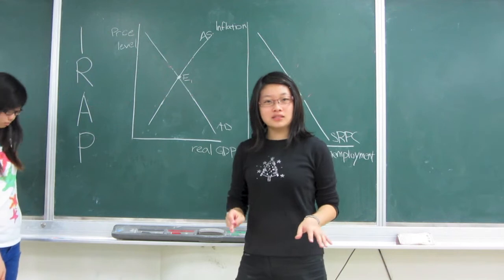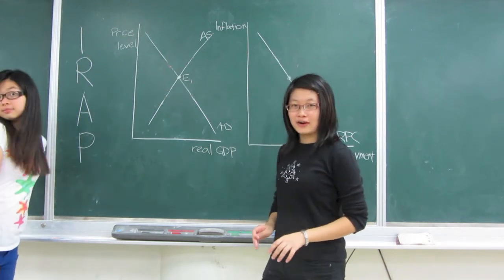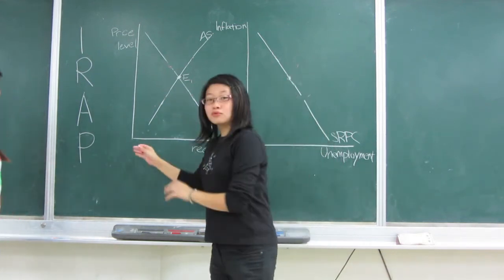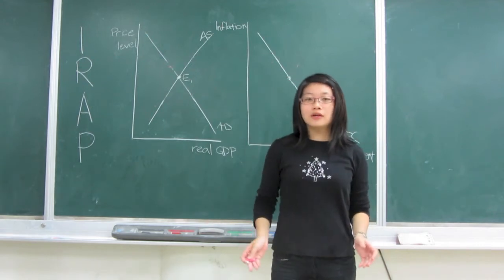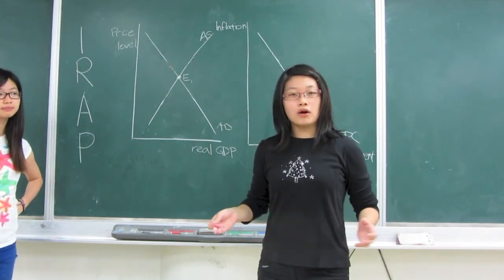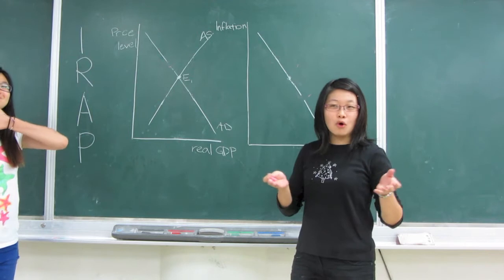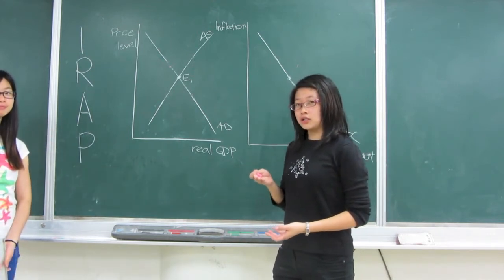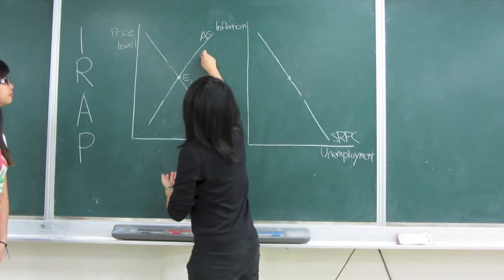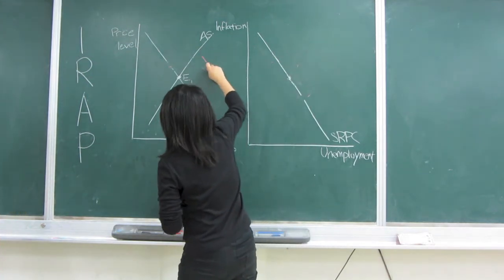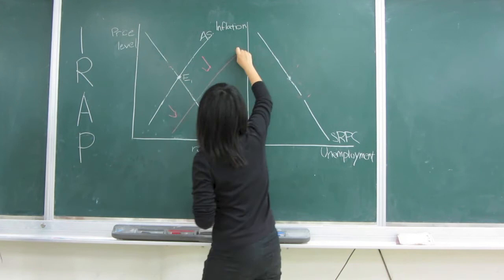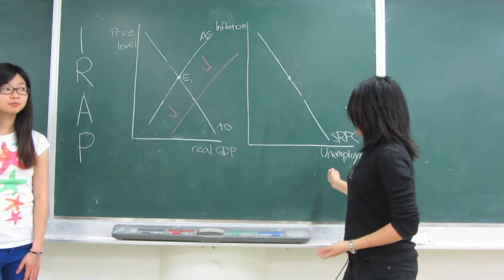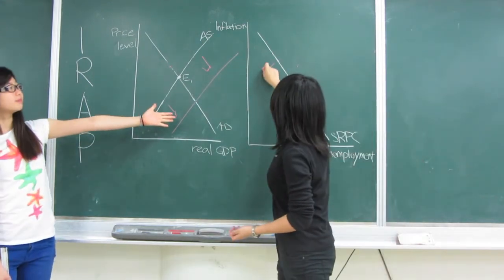Last but not least, the fourth element of IRAP, P, productivity. For example, what if there were more public schools? There were more schools for you to go to. There would be an increase in productivity, which would lead to AS shifting to the right. And mirroring that, SRPC would shift to the left.